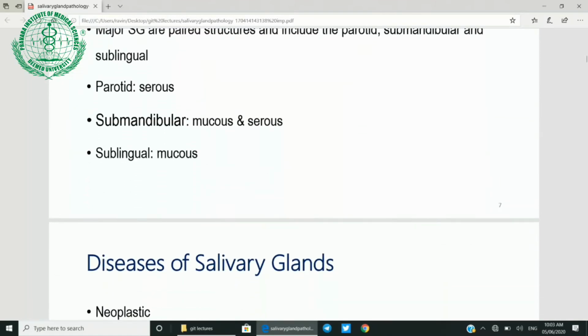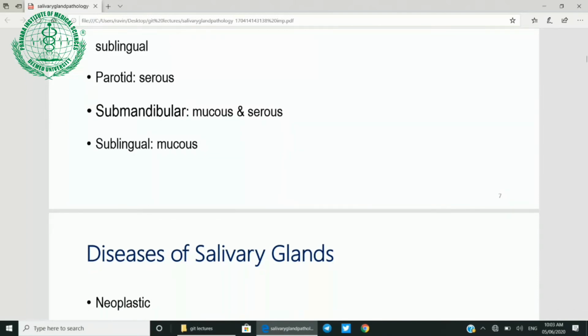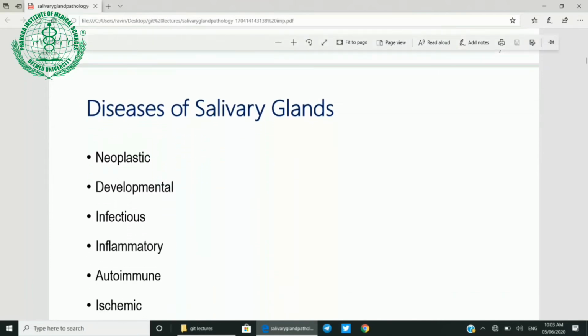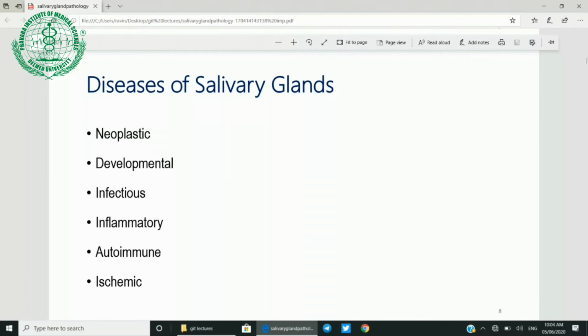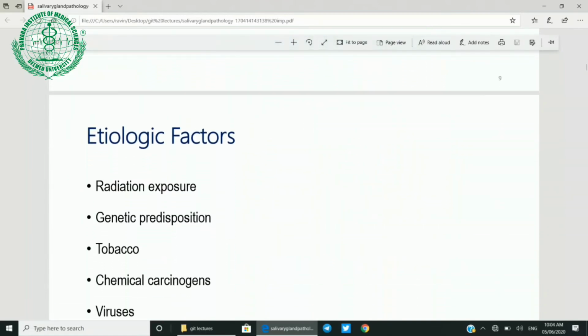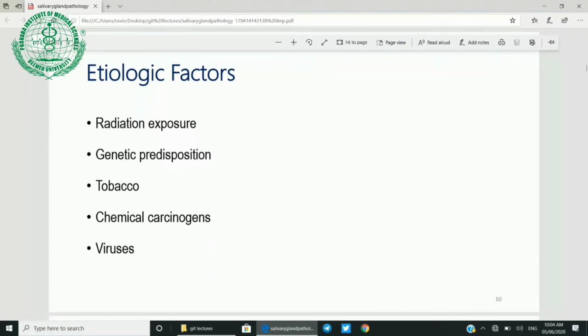So parotid comprises serous secretion, the submandibular is responsible for mucus and serous, and sublingual is totally mucus secretion. So diseases, as usual, can be neoplastic, developmental, infectious, inflammatory, autoimmune and ischemic. So we'll just go to the tumors directly.